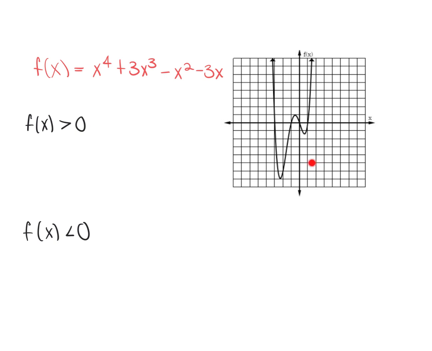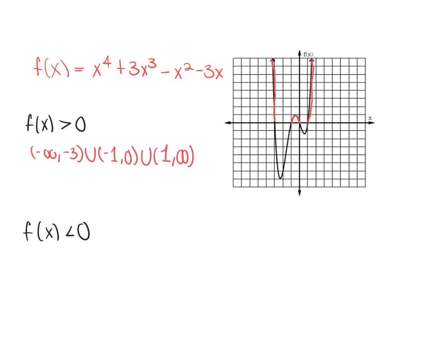To the right, we have the graph of f of x equals x to the fourth plus 3x cubed minus x squared minus 3x. So f of x is greater than 0 here, which is from negative infinity to negative 3. It's also here, which is from negative 1 to 0. And it's also here, which is 1 to infinity.